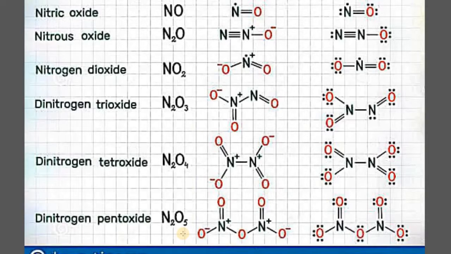So these are the 5 major oxides which are formed under different conditions of oxygen availability, starting from nitric oxide, nitrous oxide, nitrogen dioxide, dinitrogen trioxide, dinitrogen tetraoxide, and dinitrogen pentaoxide. In non-metals, the peculiar thing you will have to remember is that they mostly form multiple oxides, and these oxides generally are acidic in nature, but they may also be basic, or sometimes neutral in nature.